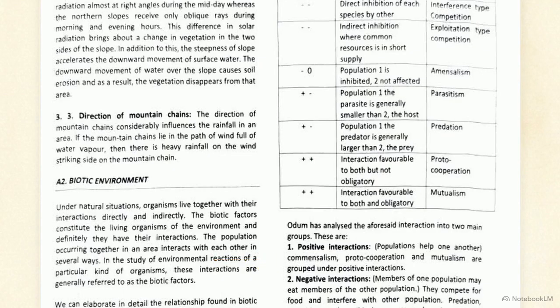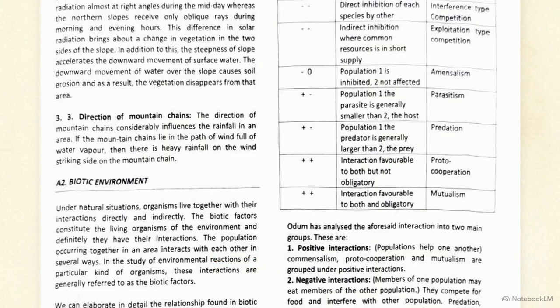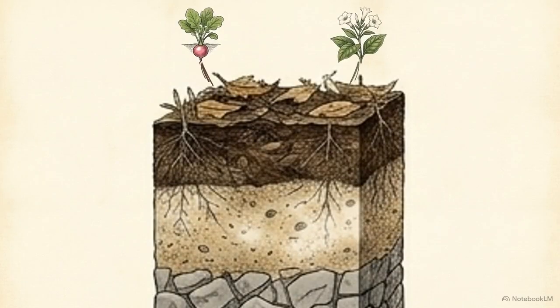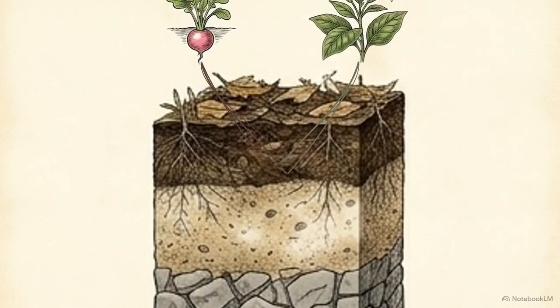Negative interactions are driven by resource scarcity. Predation is a plus-minus relationship, where one organism kills and consumes the other. Parasitism is also plus-minus, but the host is generally kept alive. Finally, competition is a minus-minus interaction. Both organisms expend energy fighting for light, food, or shelter, which results in population growth inhibition for both.